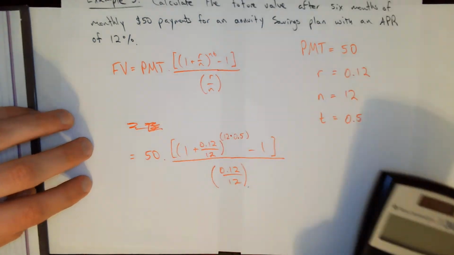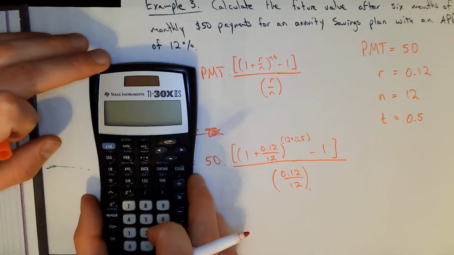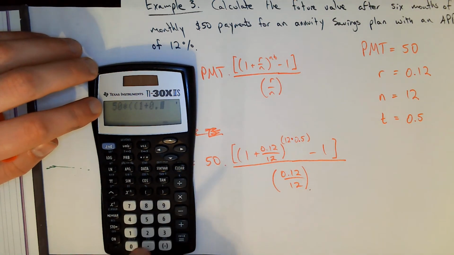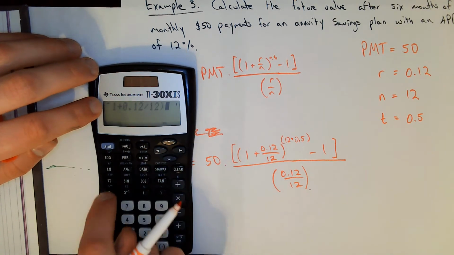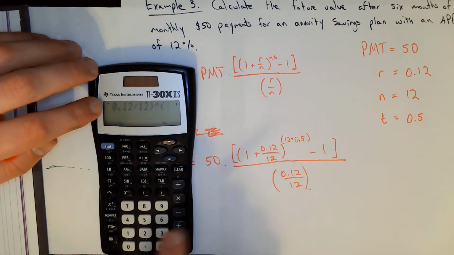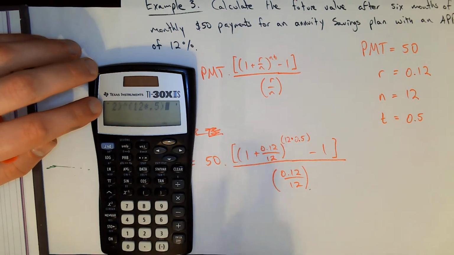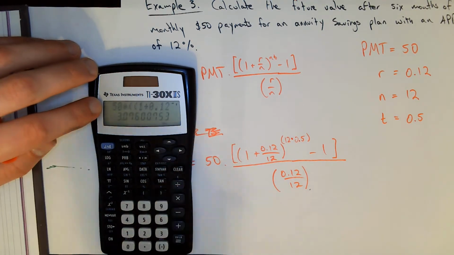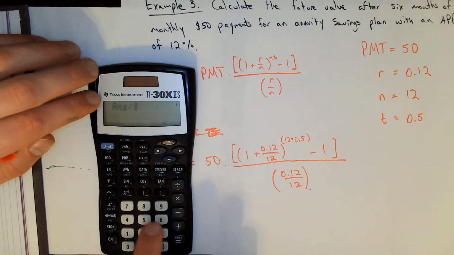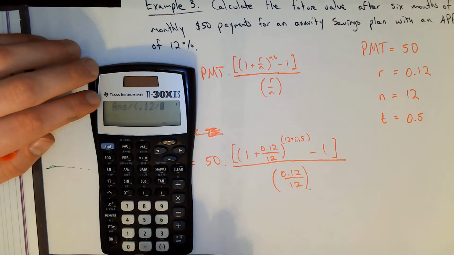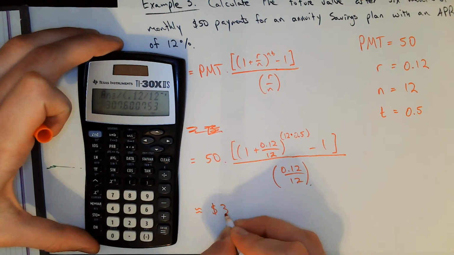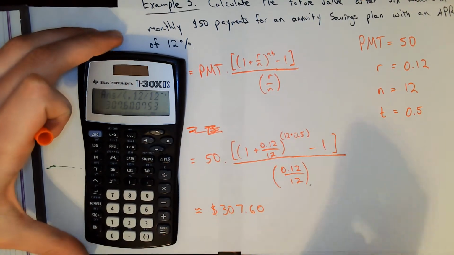Okay, so I'm ready to plug this in. Let me scoot this over and put the calculator here so you can see what I'm doing. 50 times (1 plus 0.12 divided by 12), close that, raised to the, so I'm going to wrap this whole exponent in parentheses, 12 times 0.5, close that, and then minus 1, close that. So that's my whole numerator, and I hit equals, divided by 0.12 divided by 12, that's the denominator wrapped in parentheses, and I'm getting approximately, so I'm going to round, $307.60.